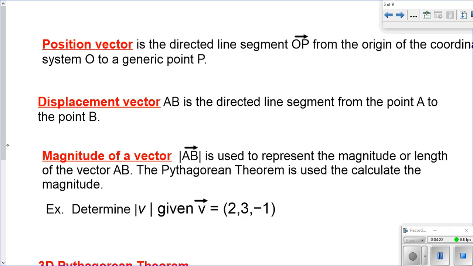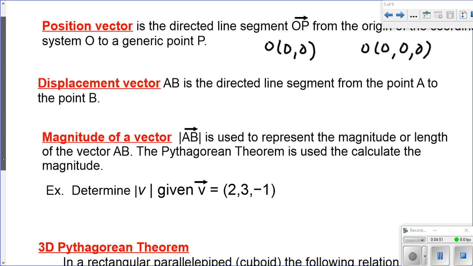Our position vector. We often have a thing called a position vector, where it starts at the origin and goes to a particular point. And the notation for position vectors generally includes O for the origin. That would be O in a 3 coordinate system here, (0, 0, 0). A displacement vector, we can talk about AB, again, this directed line segment. So we're moving from A to B.